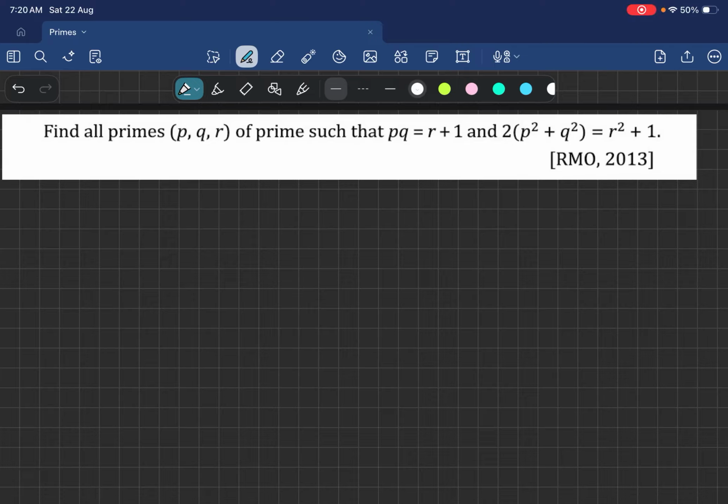Welcome back, guys. So I have got another amazing question from RMO 2013, which is asking us to find the value of 3 primes P, Q, R for which these two expressions are satisfied.